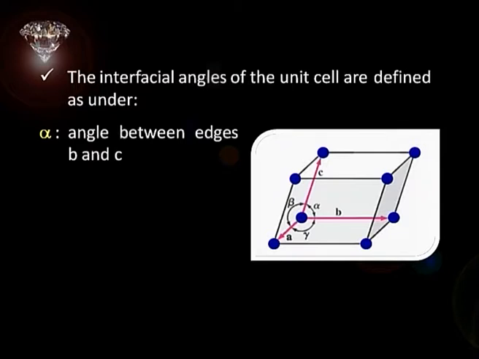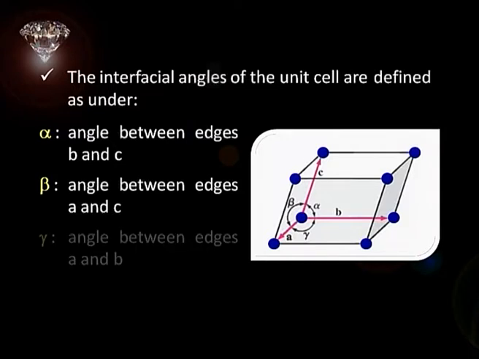So, the interfacial angles of the unit cells are defined as follows. That means, angle alpha is the angle between the two edges B and C, beta is between edges A and C, and gamma is between edges A and B.